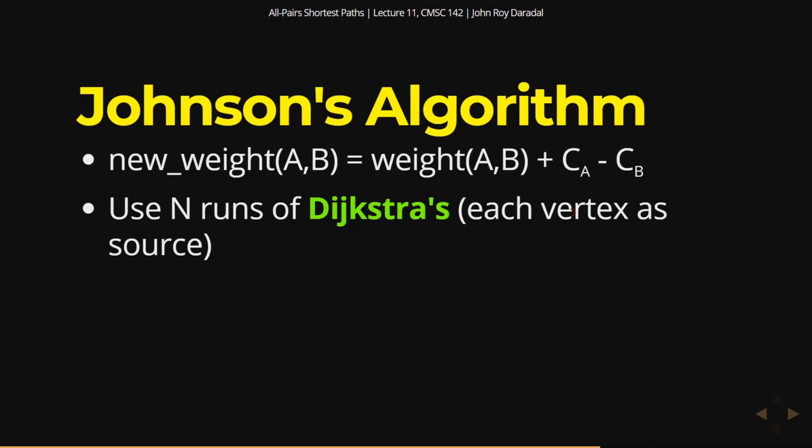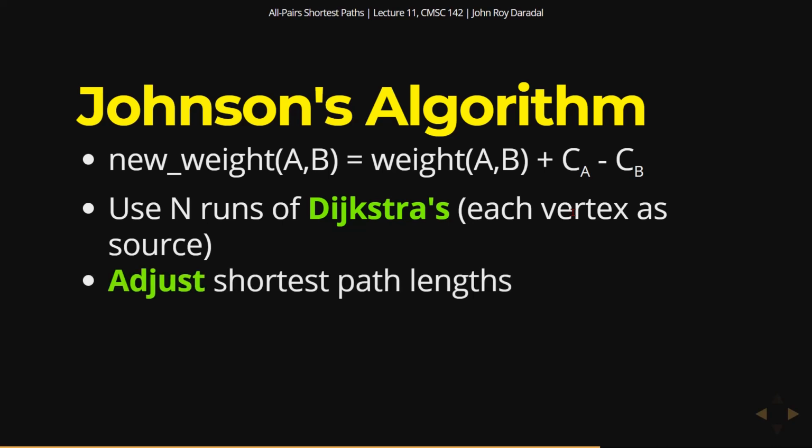So if you have 4 vertices A, B, C, D, the first run will use A as the source. So that would solve for A to all the other vertices, and then the next run would be B as the source. That's B to all other vertices, and then C as the source, and then D as the source. So then you will get the all pair shortest paths because you ran Dijkstra's n times.